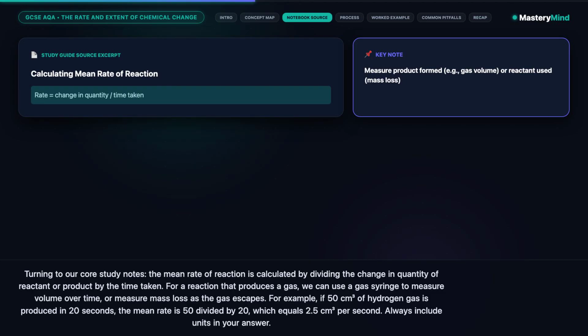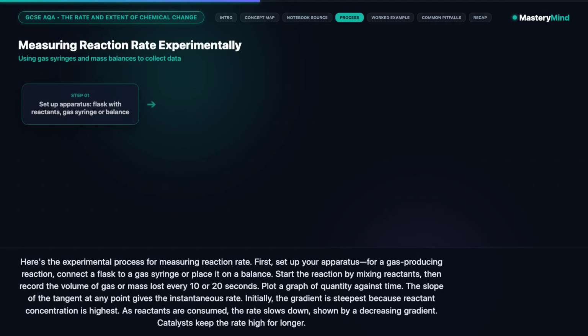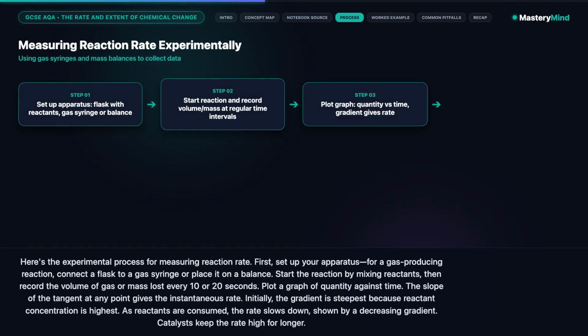Here's the experimental process for measuring reaction rate. First, set up your apparatus. For a gas-producing reaction, connect a flask to a gas syringe or place it on a balance. Start the reaction by mixing reactants, then record the volume of gas or mass lost every 10 or 20 seconds. Plot a graph of quantity against time. The slope of the tangent at any point gives the instantaneous rate.